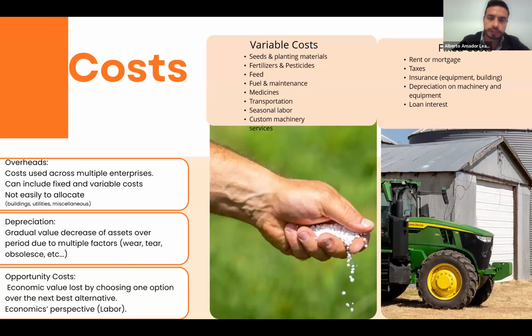Now, variable cost and fixed cost. In variable costs, we can find seeds, planting materials, fertilizers, pesticides, medicines, fuel, maintenance, custom machinery, among others. And in fixed costs, usually there is the depreciation of the machinery and of the livestock, which is one of the largest costs. Loans, interest, insurance, taxes, if you rent the land, or mortgage.